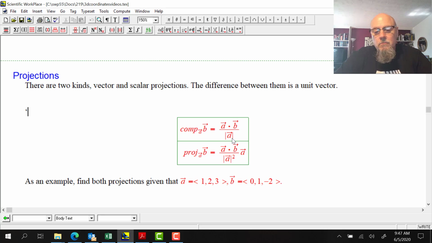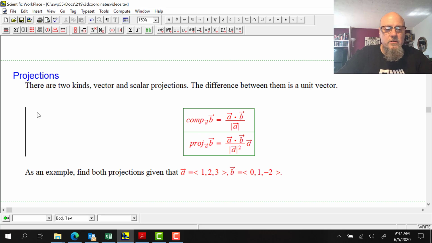A dot B divided by the magnitude of A. Here's our projection, our vector projection. So let's be careful when we're answering questions when it says something projection. They're basically the same idea, except one has a direction to it. But I don't get full marks if I answer the wrong one. If it says vector projection, I can't only give the scalar projection. So pay attention to what they're actually asking for.